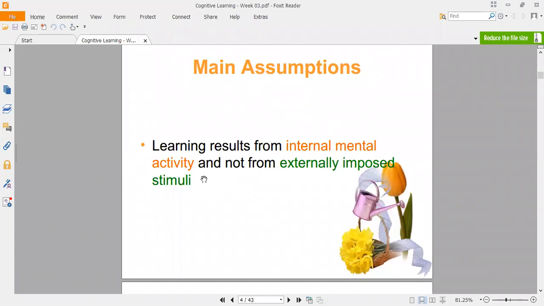That is all about what? External imposed stimuli, right? That means you are externally imposing them: do it, and if you are not doing it, this would happen. Externally. But in cognitive learning, it is all about what? Internal mental activities.